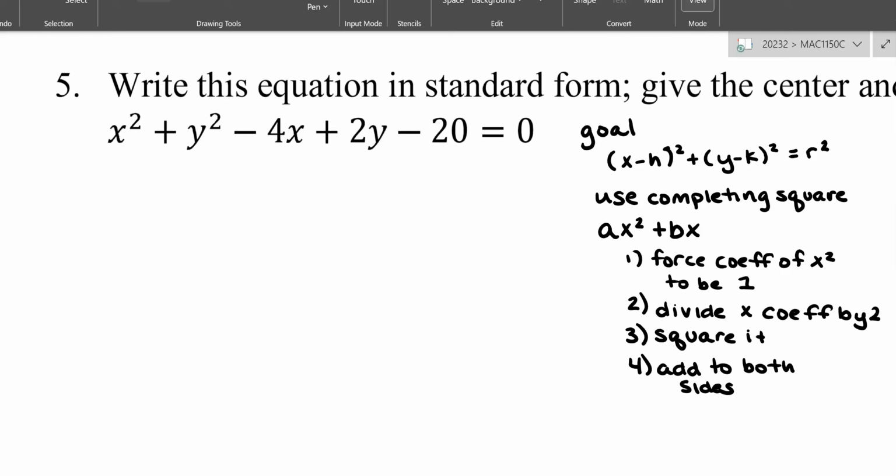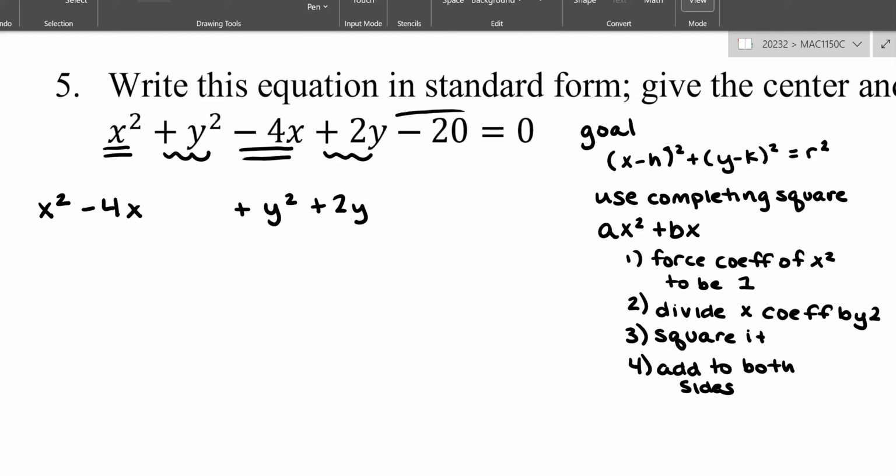Okay, so I'm just going to organize my equation real quick. I'm going to put my x stuff together. So I have x squared minus 4x. I'm going to leave a little bit of space. And then I have plus y squared plus 2y. And now I want to move this guy over to the other side by plussing it, because I don't want any other numbers on this side. I'm going to put the numbers on the right. I don't want that 20 hanging out on the left.